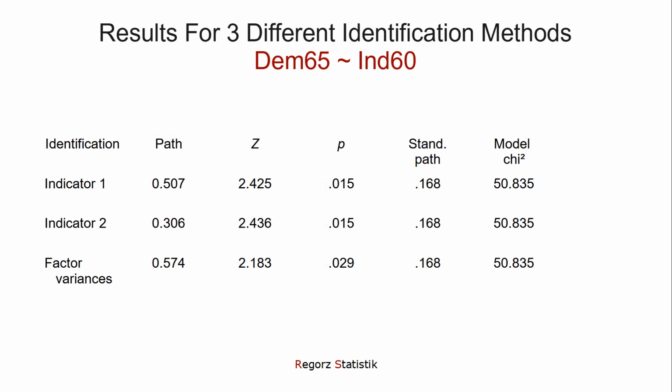If you want to report standardized path coefficients, there are some SEM programs that give you an additional column with p-values for the standardized effect. But if you don't have those, you're not allowed to use those p-values for the unstandardized effects together with the standardized effect. What is the same for all identification methods is the model chi-square. So the overall model fit does not depend on the identification method. And that's a fact we will be using later on.